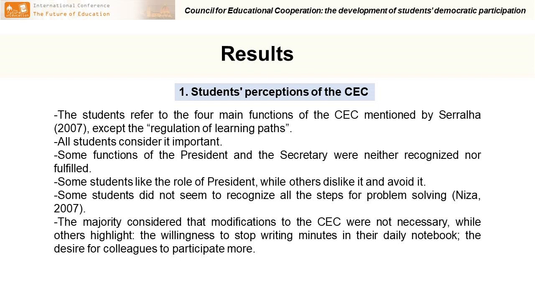Some functions of the president and the secretary were neither recognized nor fulfilled. Some students like the role of president while others dislike it and avoid it. Some students did not seem to recognize all the steps for problem solving, and the majority considered that modifications to the council were not necessary, while others highlighted the willingness to stop writing minutes in their daily notebook and the desire for their colleagues to participate more.